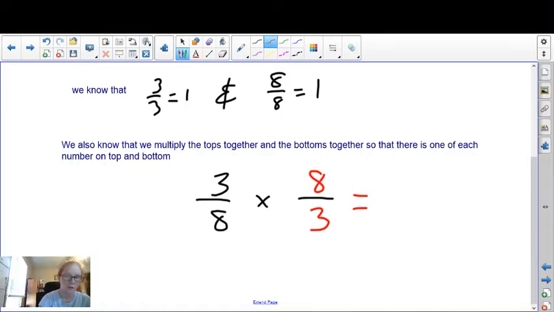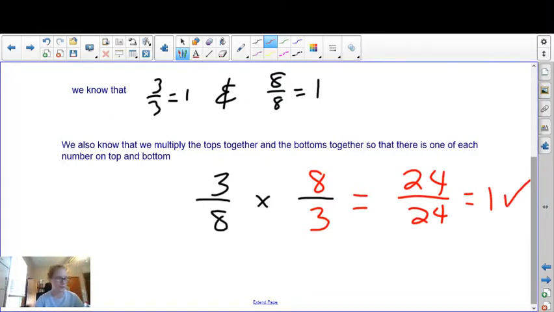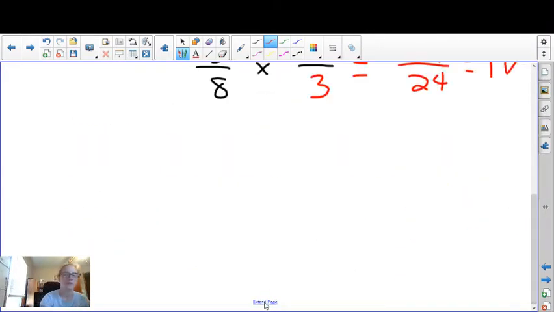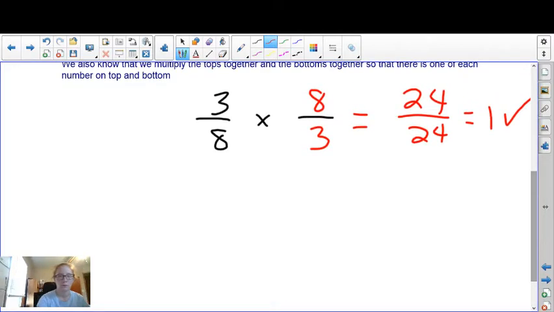And let's just double check that math. 3 times 8 gives me 24. And then 8 times 3 gives me 24. And 24 over 24 is 1. So my multiplicative inverse of 3 over 8 is simply 8 over 3.